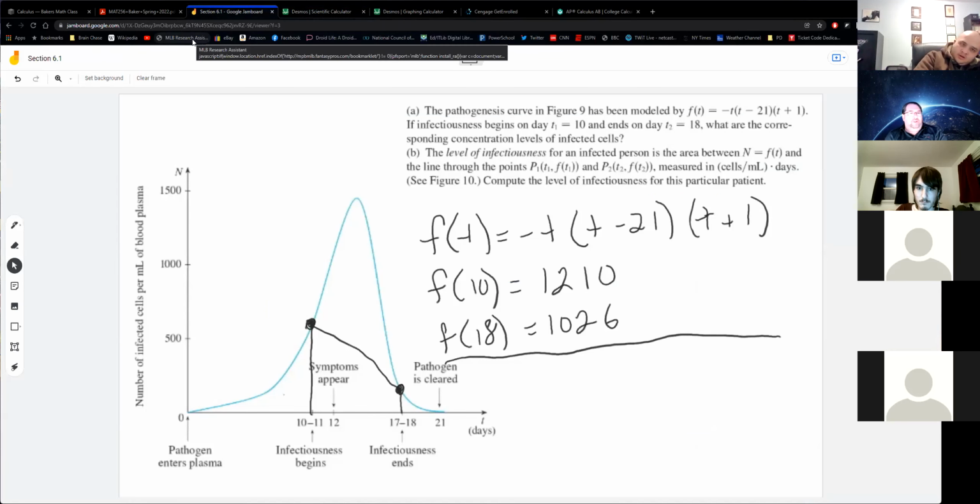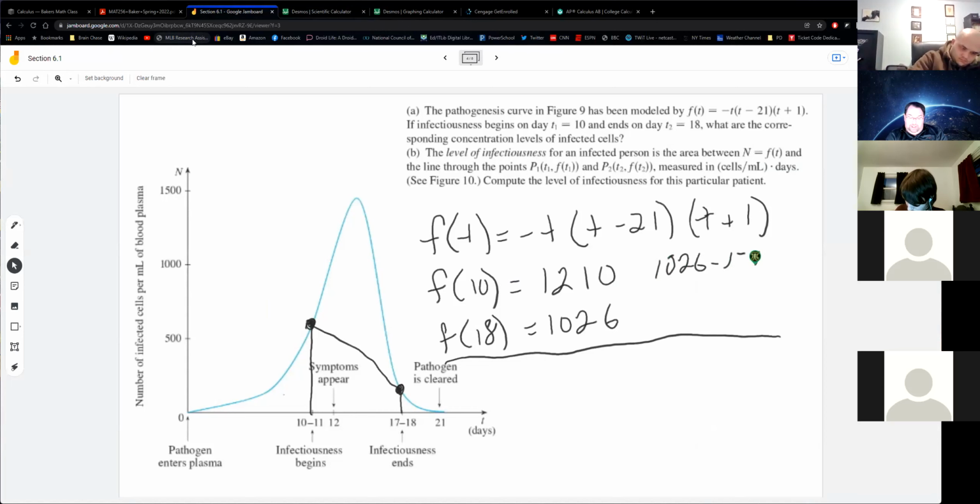All right, so we now have 2 points. Once I have 2 points, I can find my slope, and we can find my y-intercept to come up with my equation. So to find my slope, it doesn't make a difference which point we use. So we'll do the second point. So 1026 minus 1210 over 18 minus 10. And my slope comes out to be, so m is negative 23.